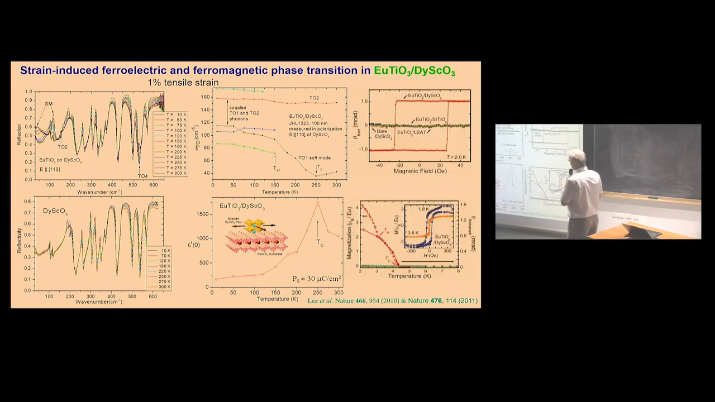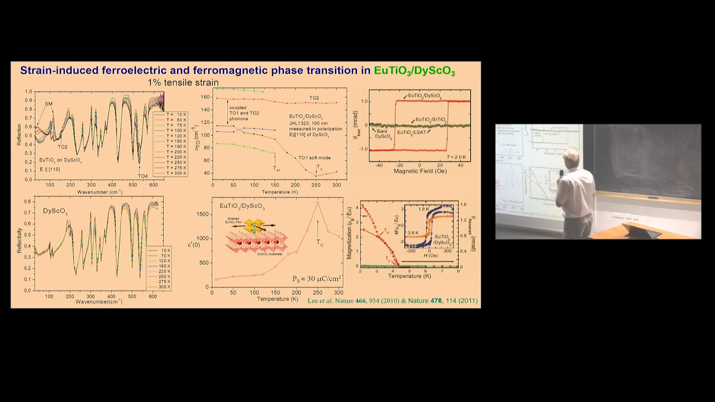And our colleagues measured magnetic properties. So using MOKE, magneto-optic Kerr effect, in antiferromagnetic phase, in let's say in bulk or in thin film on strontium titanate, there is no strain, there is no hysteresis loop. But in the case of strained europium titanate on dysprosium scandate, you can see finally nice ferromagnetic hysteresis loop. So it is proved that this system becomes finally ferroelectric ferromagnet.